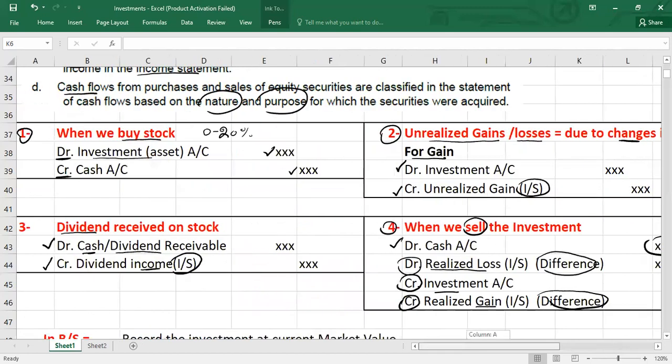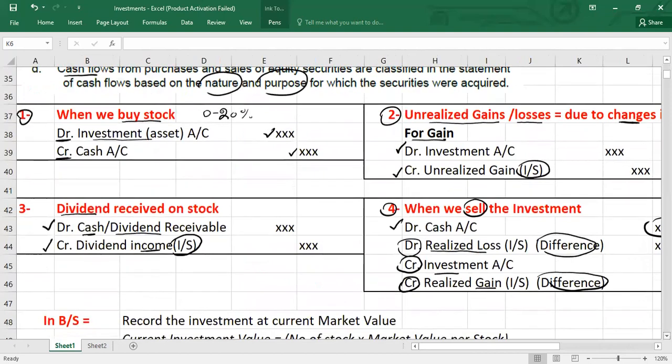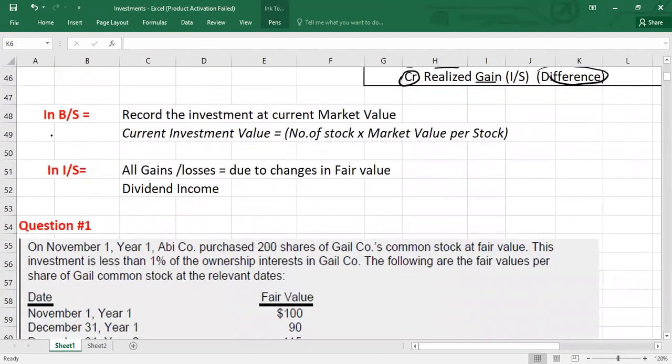Now let's practice with the help of an example to understand it in a better way. You should not forget, this is a summary. In the balance sheet, as I told you, we will record our investment at current market value. You can directly calculate this to solve the question: number of stocks times market value per stock. And in the income statement, all the gains and losses, realized and unrealized, you will put into the income statement, and these gains or losses arise due to changes in fair value. Plus, in the income statement you will also record the dividend income.